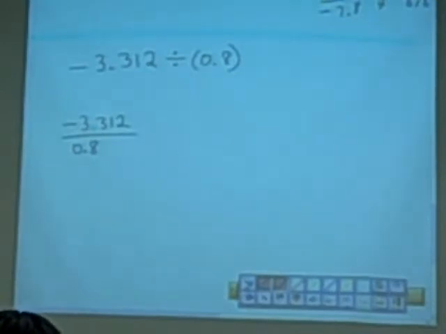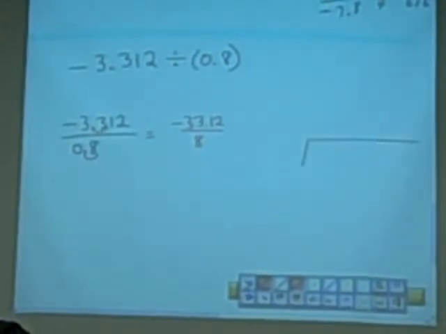We want to divide right away? We can, but you got to be careful of one thing. Which is what? Decimal point. Right, you got to make sure that your divisor is a whole number. So we got to move that decimal point over one place. Move that one over in the numerator too. So that's going to be a negative 33.12 over 8. So our quotient is going to be a positive or a negative? It's going to be negative. So when we go to divide, we're going to put that negative up here in our quotient.